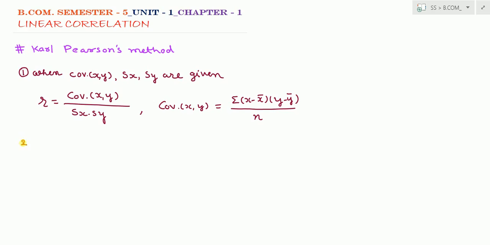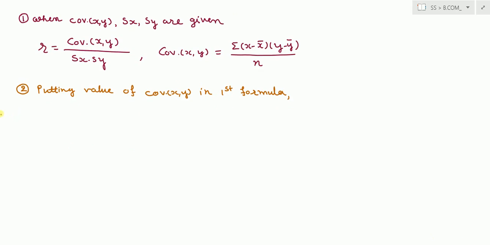Second formula: we are putting value of covariance xy in first formula, and we will get our second formula. R is equals to, instead of covariance xy we have to put this one. We will get sigma x minus x bar into y minus y bar upon n. This is value of covariance xy, into what is left, sx into sy.